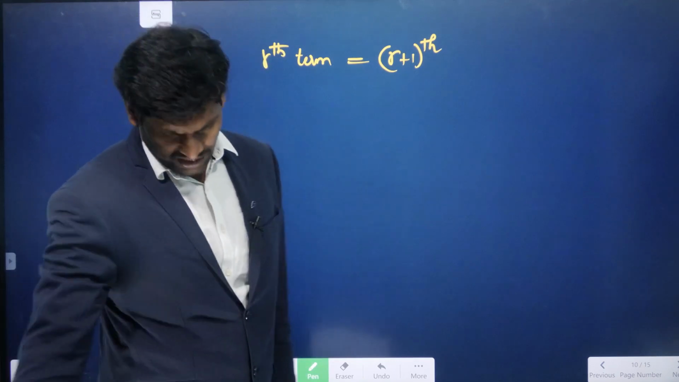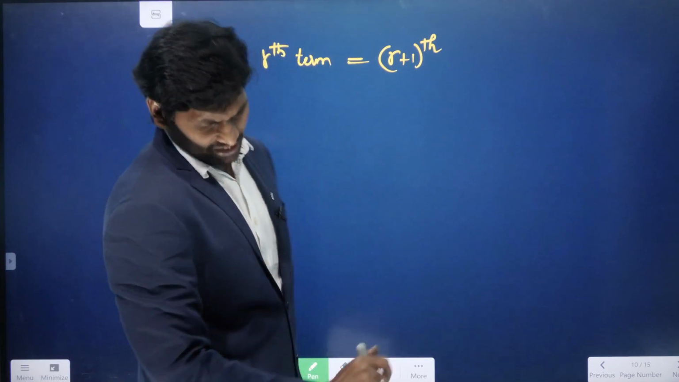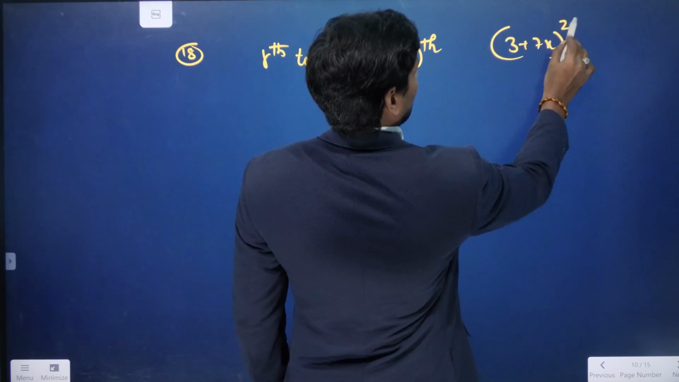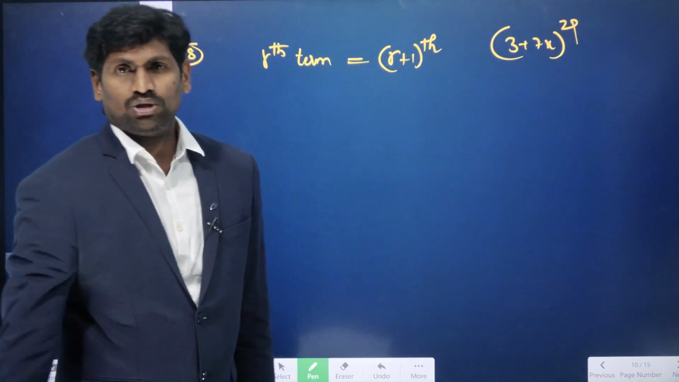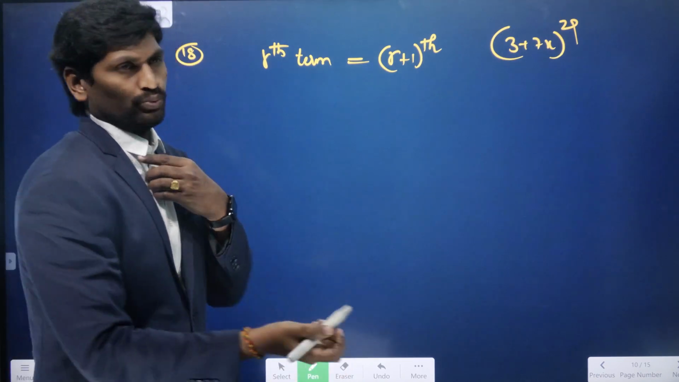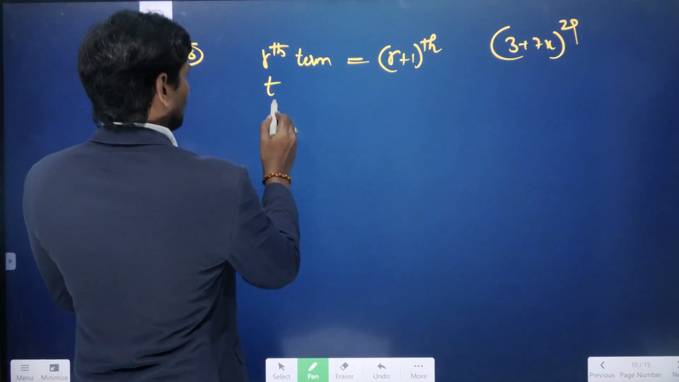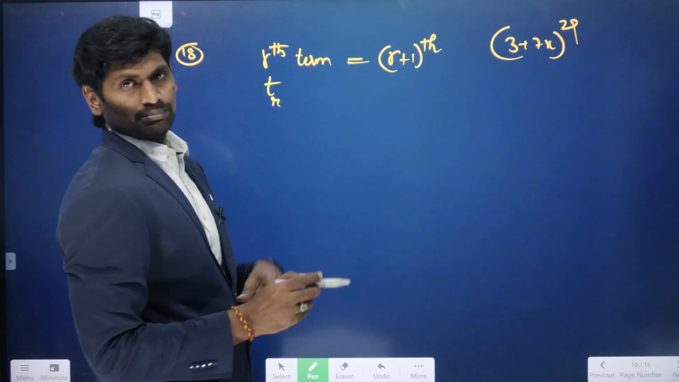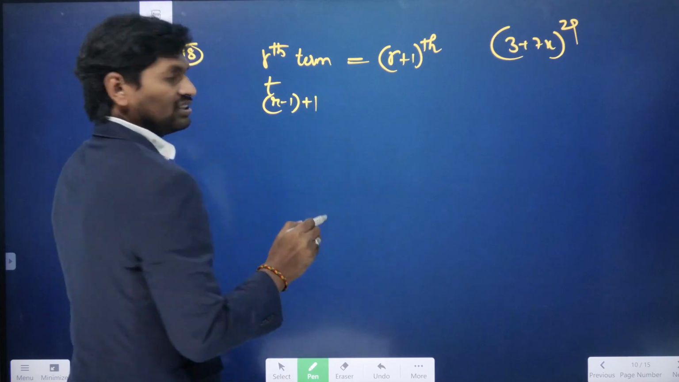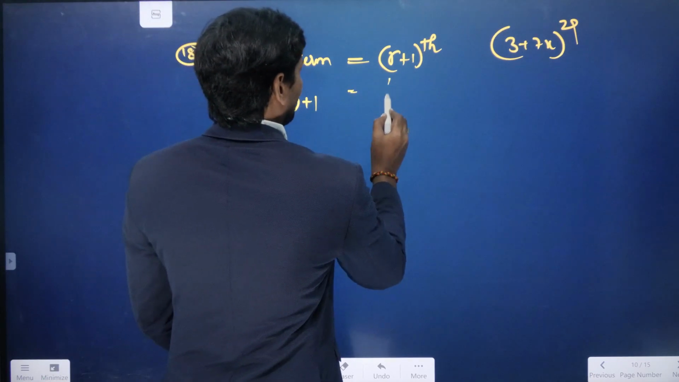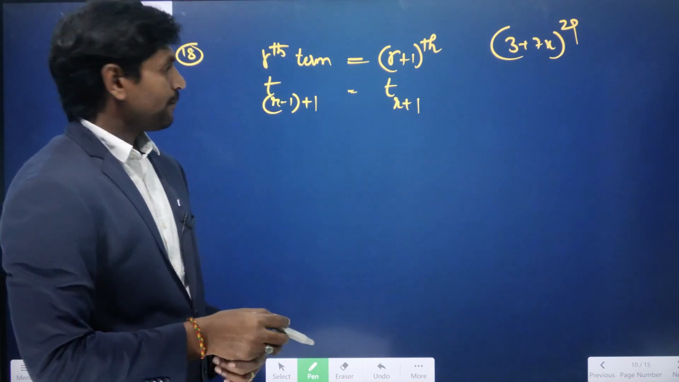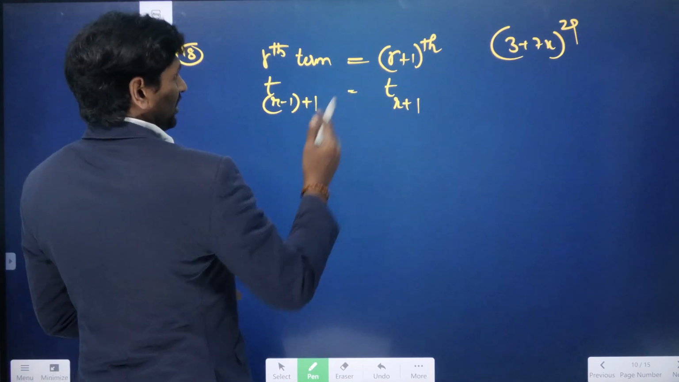What is the expansion here? Here it is 3 plus 7x whole to the power of 29. We need to find the value of r. So in the place of third term it is 3, 2 plus 1. Same, the rth term is r, that means r minus 1 plus 1. Okay, like this. The r plus 1th term is t r plus 1. Let us apply that.